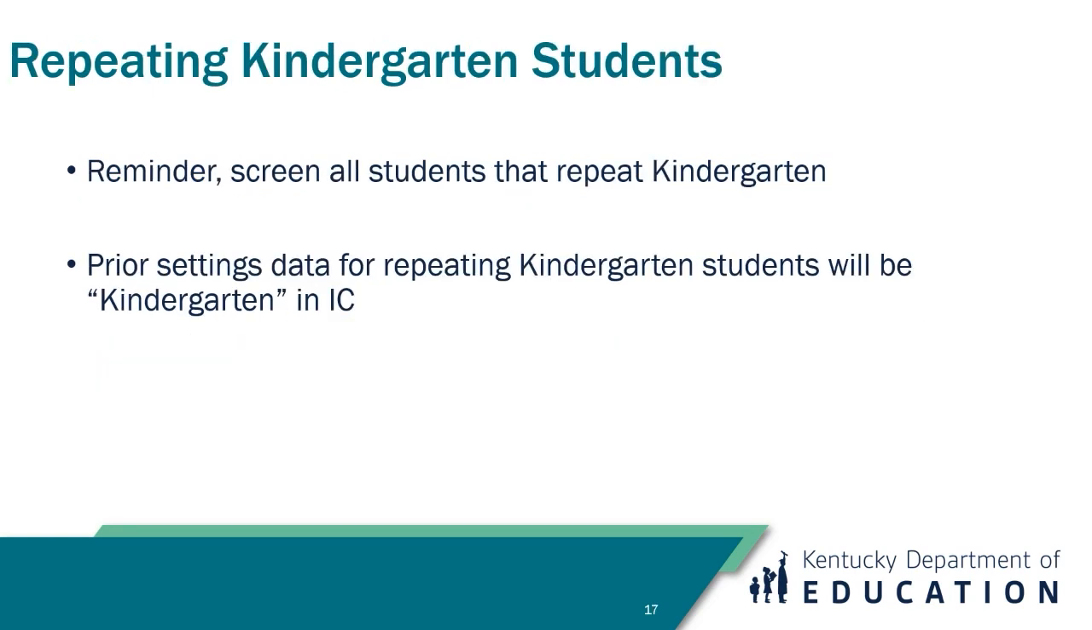Continuing from previous years, repeating kindergarten students will be screened again, just as all other students. Their prior setting data will be recorded as kindergarten in Infinite Campus. Repeating kindergarten students will ultimately have 2 entries for prior settings, one for last year and one marked kindergarten for this year.